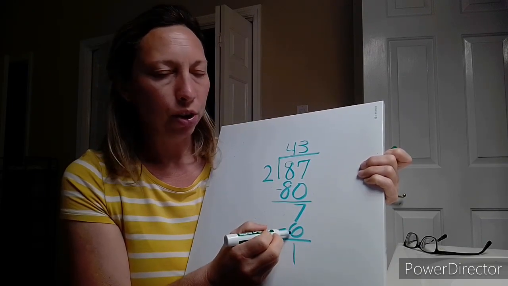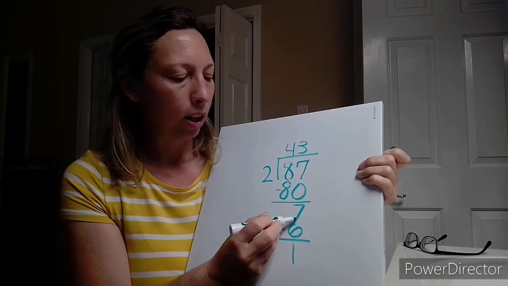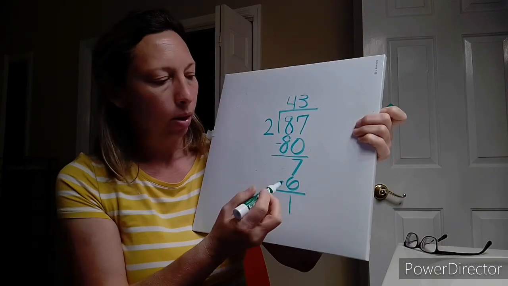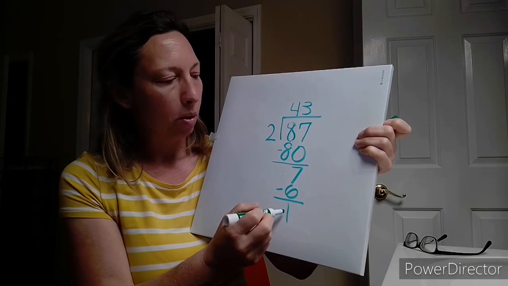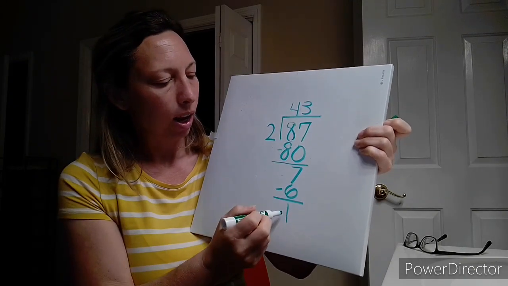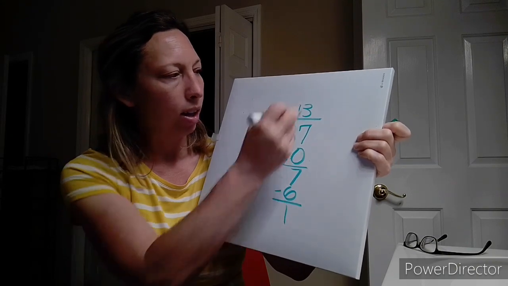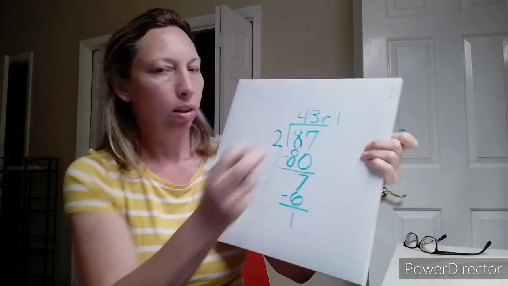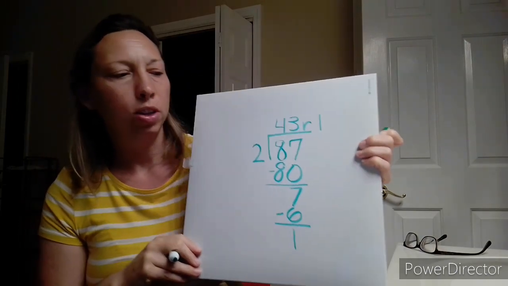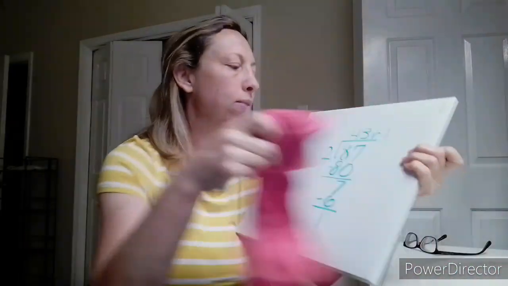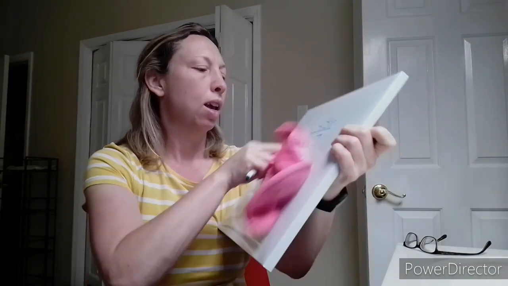I had to choose 2 times 3 because I want to get as close to 7 as I can without going over. It's like The Price Is Right. So now we have 1. We're out of digits, and 1 is less than my divisor, so that's going to be my remainder. I hope you can see that okay. Then we're going to do one more problem, and when we come back to the video, Mrs. Cole is going to show us how to do it a different way.